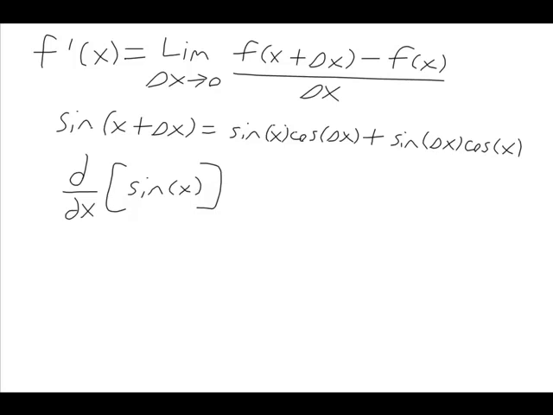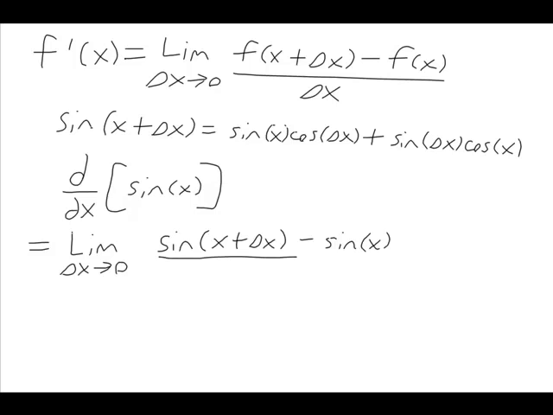So to begin, let's go ahead and write out our derivative of the sine of x is going to be equal to the limit as delta x approaches 0 of the sine of x plus delta x, which is simply our f of x plus delta x, minus the sine of x, which is our f of x, all divided by delta x.